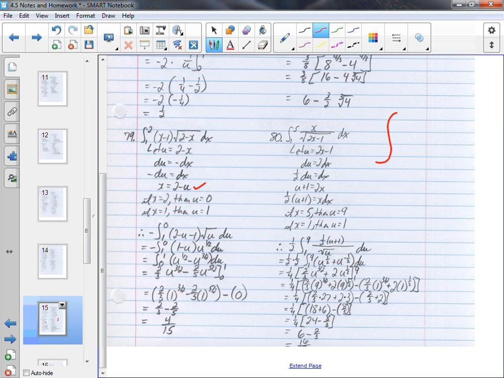So I've got the integral. The square root of 2 minus x is now the square root of u. dx can be replaced with negative du. So then what can I do with this x minus 1? Well, I can replace the x with what it equals, 2 minus u. And then minus 1. I've got everything in terms of u, and it looks like if I simplify a bit and then distribute that square root of u, I'll be able to turn that into something I can take the antiderivative of. So I'm satisfied with that.